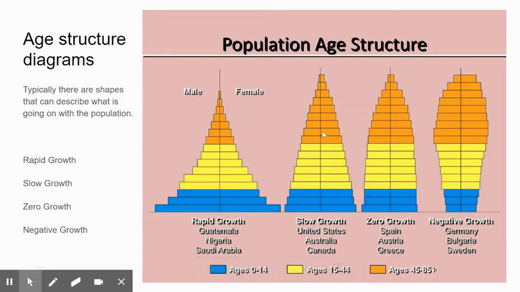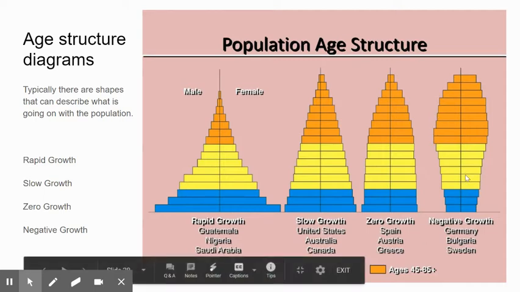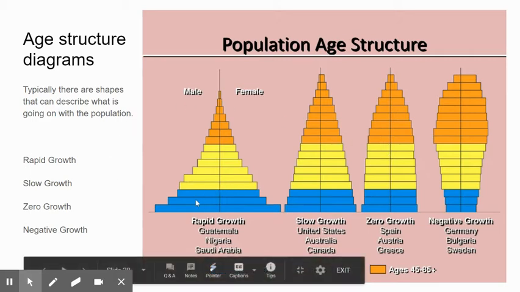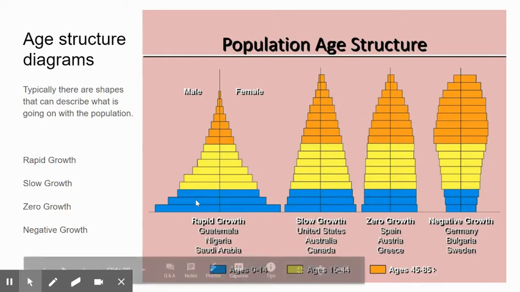So depending on what you want your country to do, perhaps zero growth is a thing. Slow growth would probably be a good thing. Rapid growth is never really a good thing because that basically means that you're going to need a lot more resources in the future. And if you have negative growth, that's also going to be a bad thing because then you're not going to have workers or you're not going to have any military, anybody to fight in the military, just in case your country deals with that.